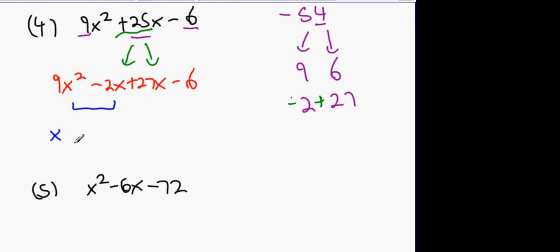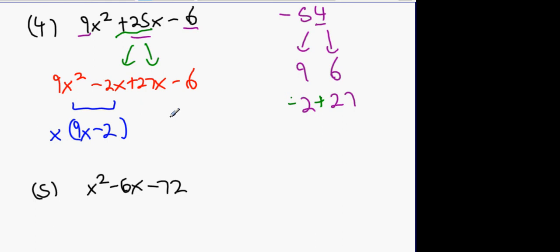Is there any number that will divide into 2 and 9? A number that's smaller than both of them, same size or smaller, that will divide into both of them. 1 is the only one, isn't it? Which means we can't do anything with it. Now, x multiplied by what gives you 9x squared? 9x. X multiplied by what gives you minus 2x?